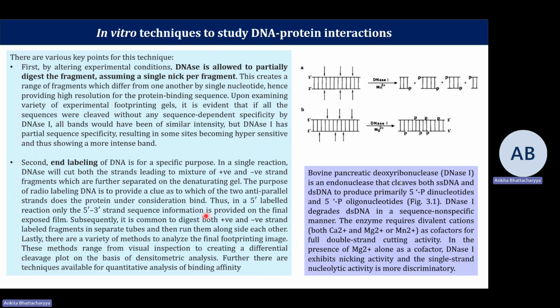DNase 1 isolated from bovine sources is actually an endonuclease that cleaves both single-stranded and double-stranded DNA and generates these 5' phosphodinucleotides.